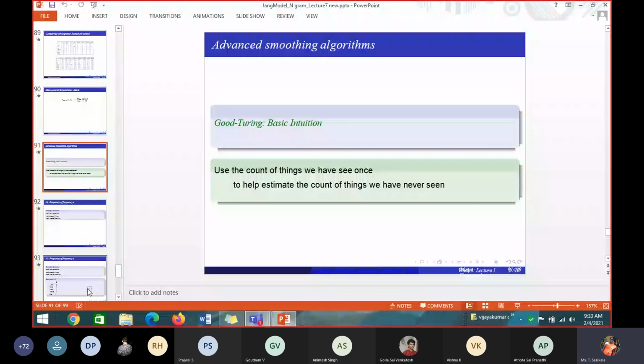Can you tell me, if I use the count of things we have seen once in Good Turing smoothing, to help the estimate of what? 0 times. 0 times, good. And if we use the count of things seen twice to find the estimate of things seen once. Yes, 1 time. That's why the current situation is used to find the count of the previous situation.